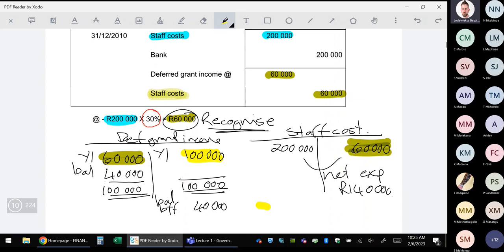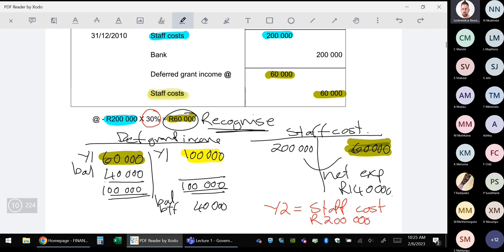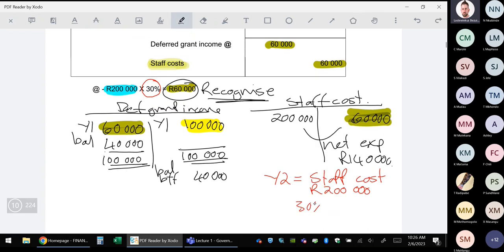So if year two is again 200,000, we would want to recognize 30% of the 200,000. And 30% of 200,000 gives us 60 again. But we only have 40,000 left in that deferred grant income account.